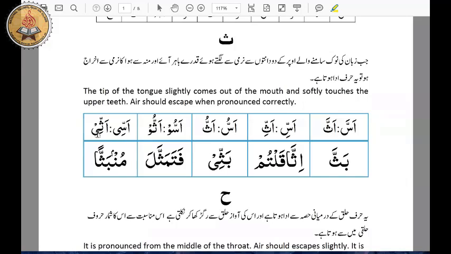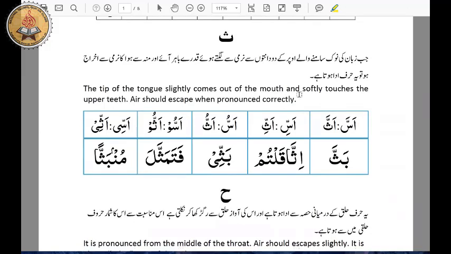Okay, brilliant. So do you understand how you're going to be pronouncing this letter? Yeah. Okay. And what letter are you making sure you make a different sound to? Sin. Yeah, excellent. Okay, Jazakallah, thank you very much.